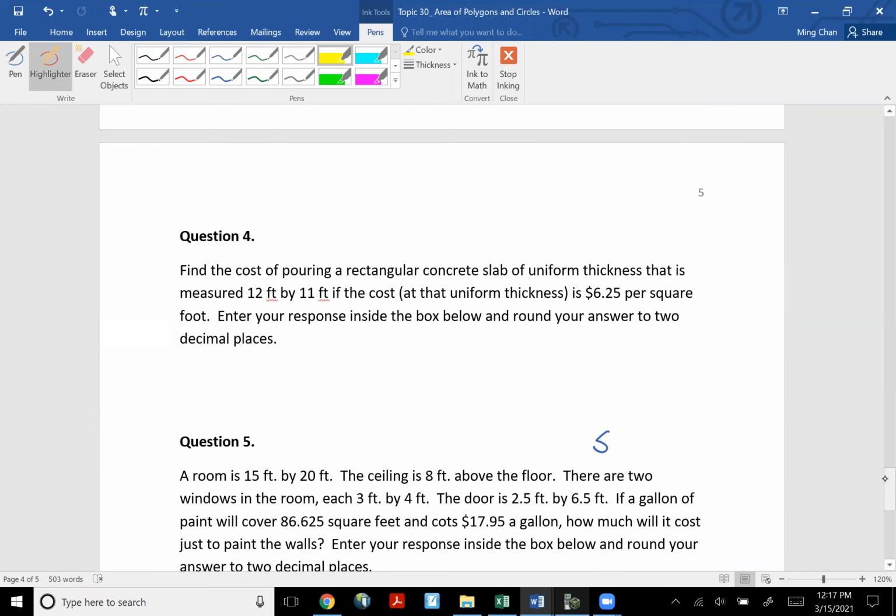Okay. So this one is a lot like the carpet, except you don't have to worry about converting. This pricing is already in square feet. Okay. So you've got 12 by 11 feet. If the cost is $6.25 per 1 square foot, then find the cost of pouring it. So find out the total area and then multiply by the cost per square foot.